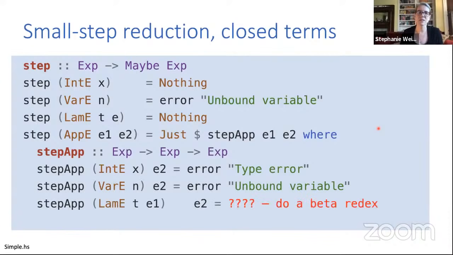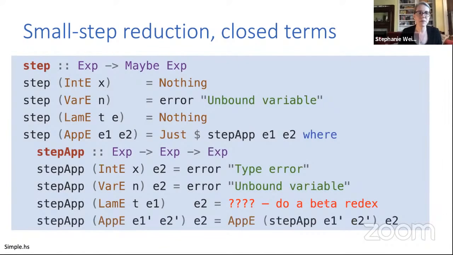Here's our beta reduction. If the function part of an application is a lambda expression, here's where we want to do the action. Here's where we want to do a beta redux. And then otherwise, if it's another application, we're going to call this step function recursively to find the beta redux to do. And the part I want to hone in on is this line right here. How are we going to do a beta redux with this particular function, with this particular variable representation? We're using de Bruijn indices to represent variables.